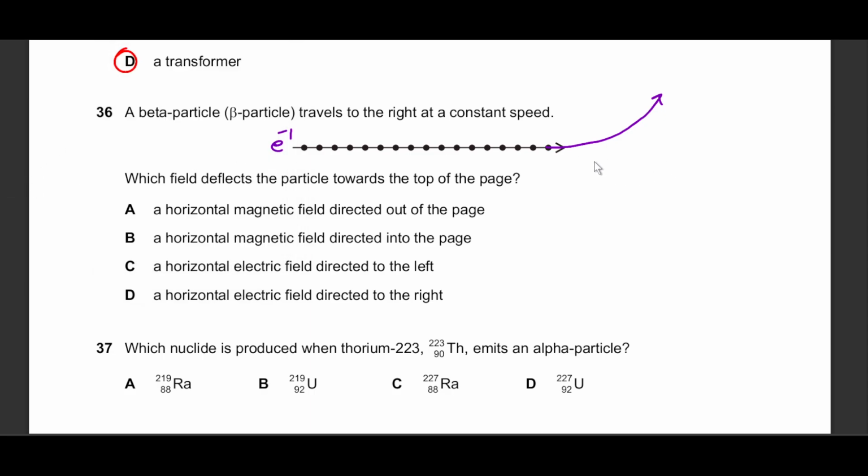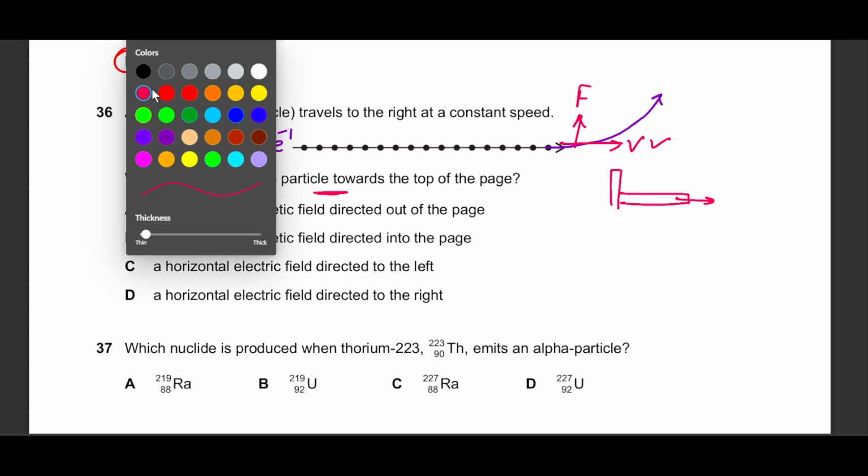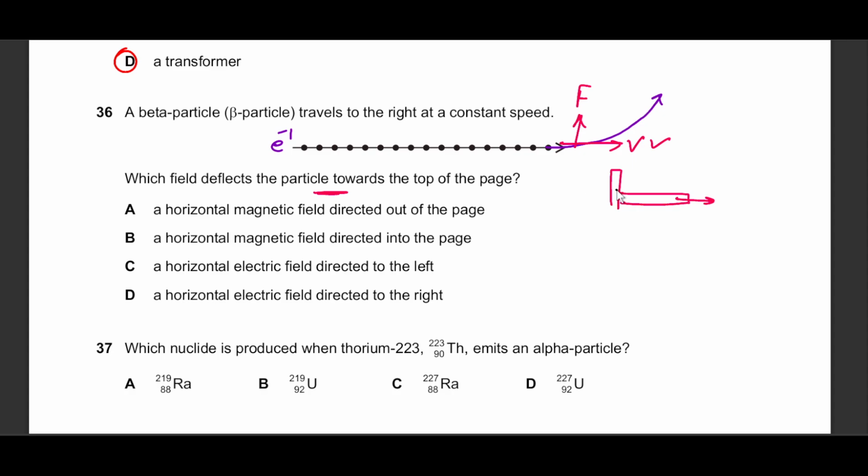So first, let's try Fleming's left-hand rule. This is the force that they've mentioned, the particle moves upwards. This is the direction of velocity, so your second finger should be pointing this way, according to the direction of the velocity. Your thumb should be pointing upwards. And if you're using the left hand, under these circumstances, your first finger will be pointing into the page.